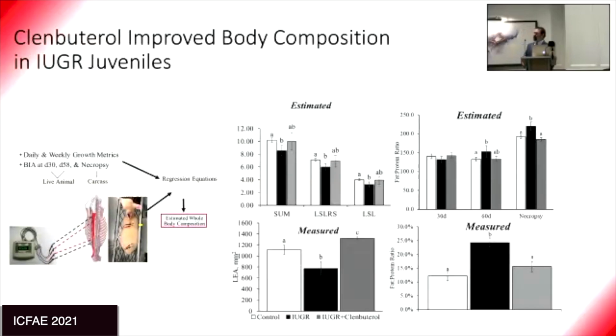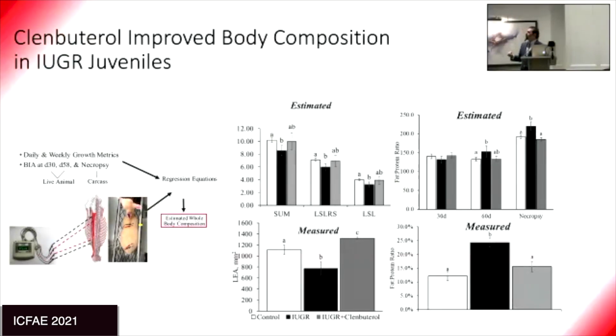As far as body composition, we actually got this really cool tool, this BIA machine, bioelectrical impedance analysis. If you don't have one, I recommend you get one. They're really cool. Or even better yet, you can do what I did and find somebody that has one and just borrow theirs. But what it does is it estimates body composition in the live animal. Really powerful thing to be able to do.